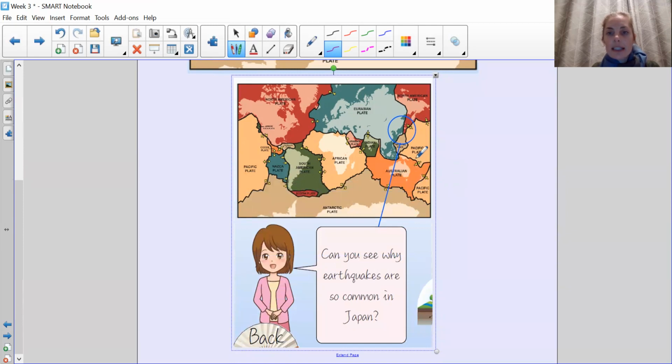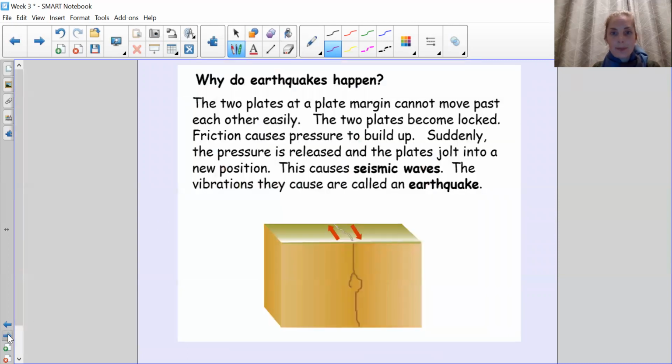And can you see why earthquakes would be very common in Japan, okay? Not necessarily volcanoes, sorry, but earthquakes. So have a look there at the tectonic plates and see what you can notice about what's happening in that picture. And hopefully you would have realized that the two plates are coming together, and that is resulting in earthquakes.